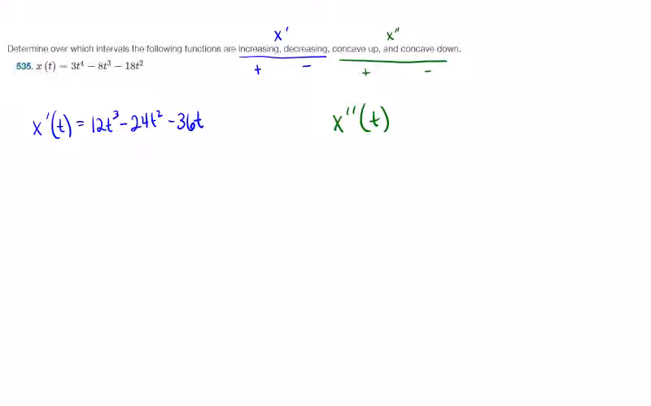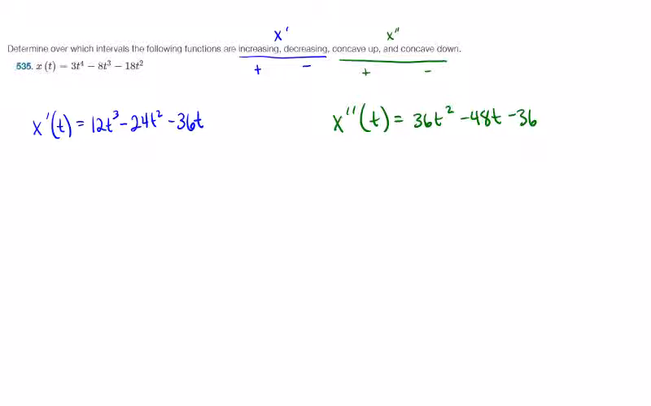And so then with the double prime, I'm going to take the derivative of this, right? So 3 times 12 is 36. Take away 1 from the exponent. Negative 24 times 2 is negative 48. Take away 1 from the exponent. And then the derivative of negative 36t is just negative 36.